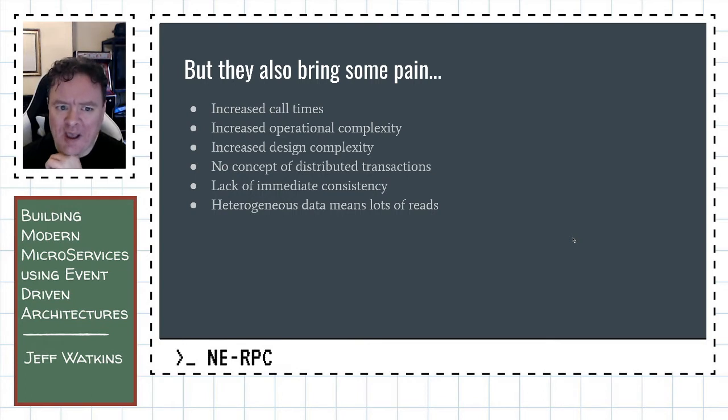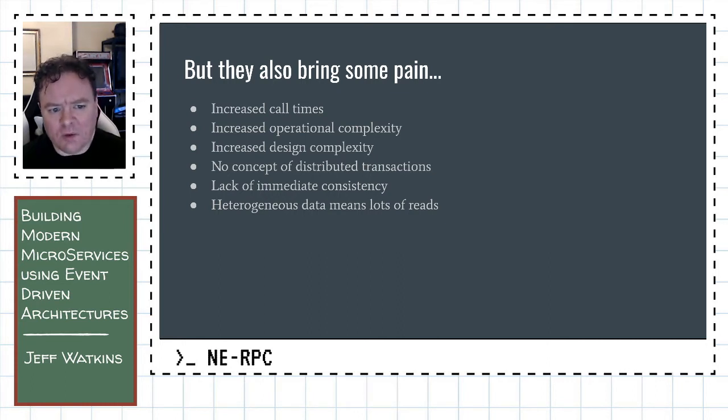But they bring quite a lot of pain as well. Because they're distributed, because they use the network, they increase call times. Because you are deploying more different services, they introduce increased operational complexity. And because you have to start thinking about things in a more distributed fashion, they introduce more design complexity. A monolith, by its very nature, can be very simple. It has very little in the way of traffic, very little in the way of design. It's easy and simple to put together.